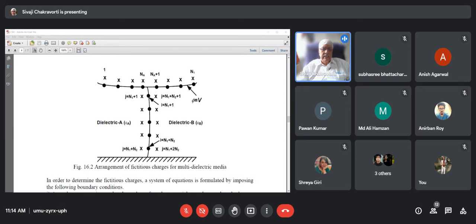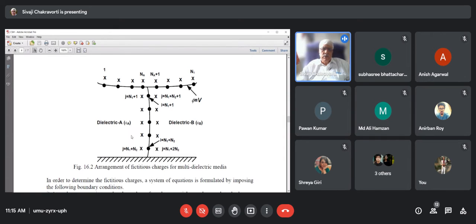Now we are going to write the equation. How will we write the equation? First of all, we are going to write the equation on the electrode. We are going to say that the combined effect of the charges for a point on the electrode is such that its potential will be equal to the known potential, that means V. Now let's say there is a point on the left hand side on the electrode on the top, which is in the dielectric A side.